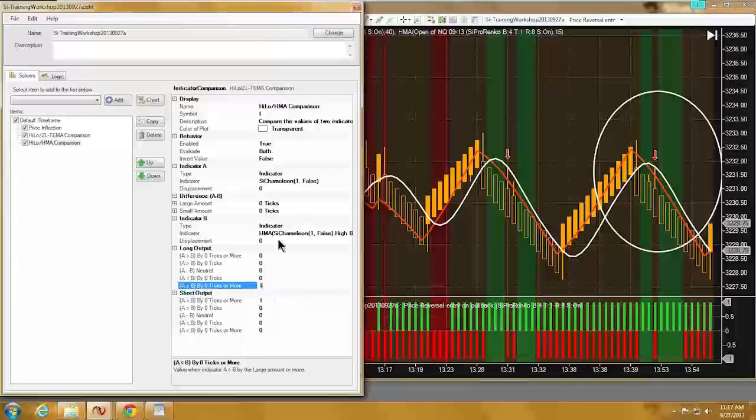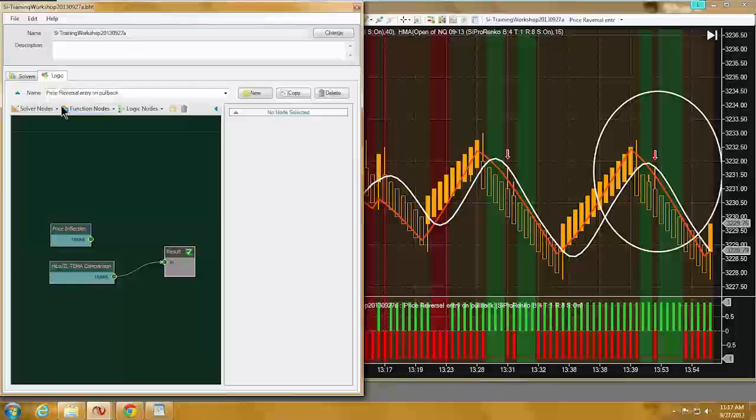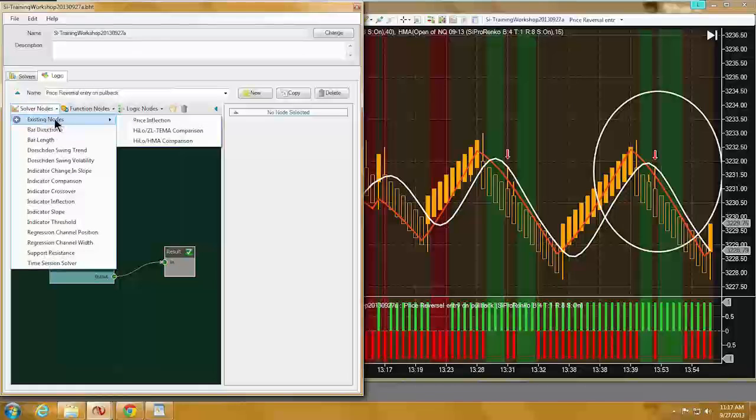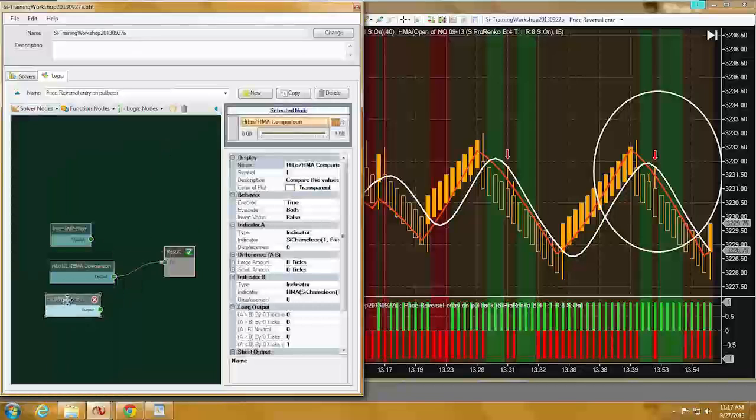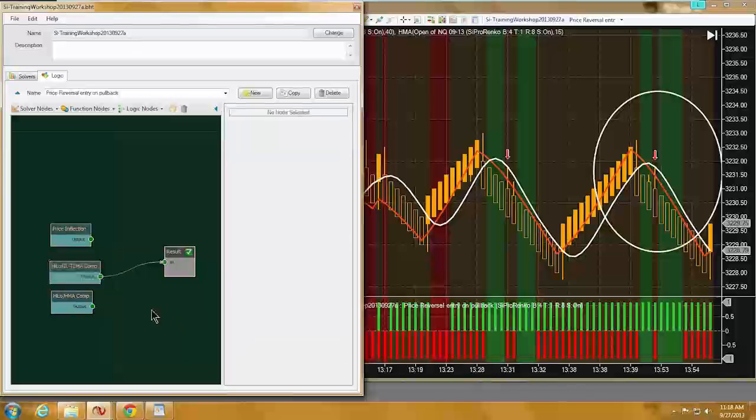Alright, so I believe that's set up correctly, so now let me put that new solver on the logic board here. I'll go to my existing nodes, and there's my HMA comparison. I'm going to change the name real quick. I like to shorten up the names, because see how it makes the solver a little shorter? A longer name creates a longer solver so you can see the name in there. With the comparison solvers, I like to shorten the names up.